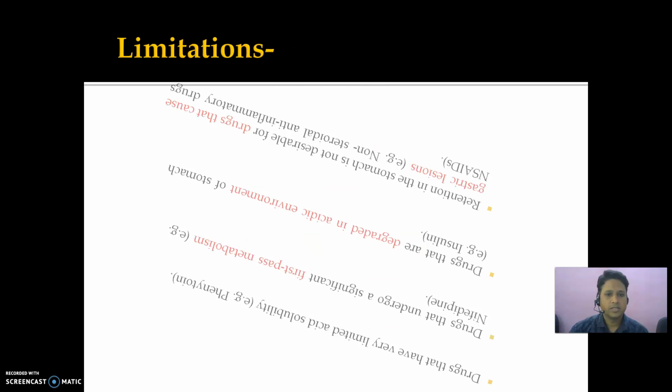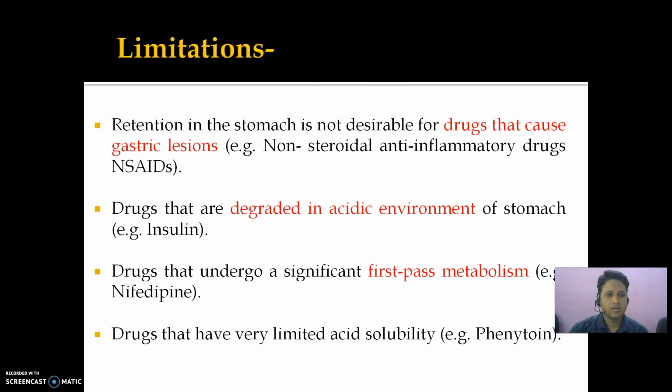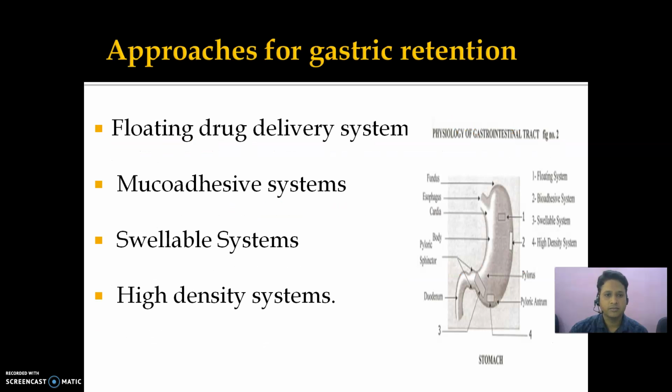There are various limitations of using gastroretentive drug delivery systems. Retention in the stomach is not desirable for drugs that cause gastric lesions like NSAIDs, drugs that are degraded in the acidic environment of the stomach like insulin, drugs that undergo significant first-pass metabolism like nifedipine, and drugs that have very limited acid solubility like phenytoin.